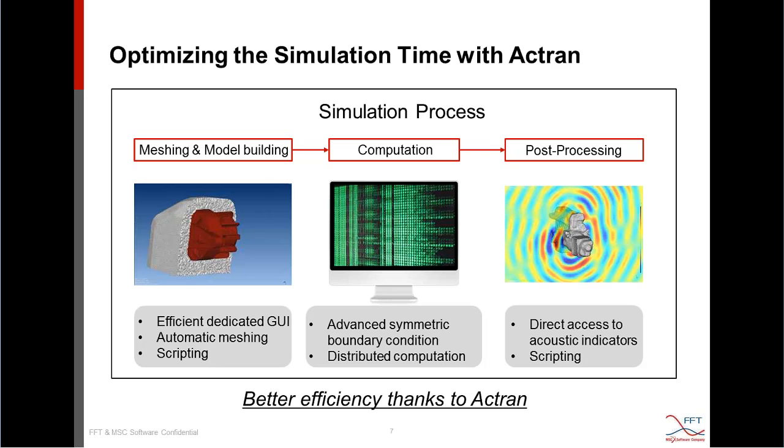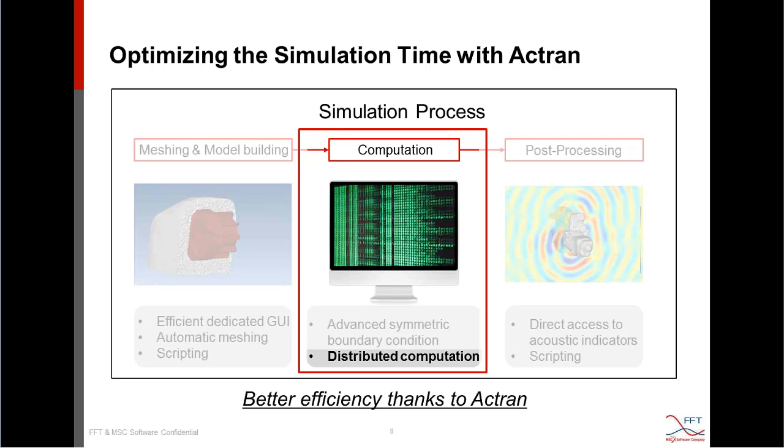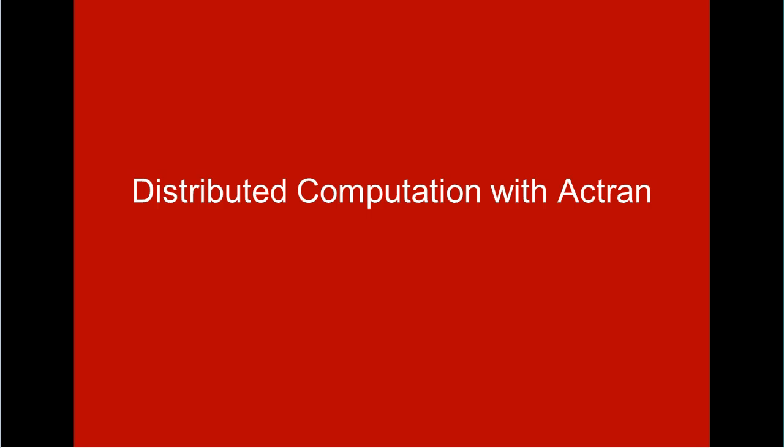The software also displays results in classic units used in the industry like dB, dBA, third octave band, and it gives a global noise value, namely the overall sound pressure level on the entire frequency range. Scripting capabilities can also be used for automating the post-processing. So today we will focus on how to decrease the computational time thanks to distributed computations. Now I leave the floor to Eloi, who will give you an overview of what can be done with Actran in terms of distributed computation.